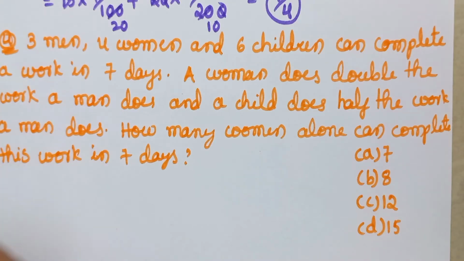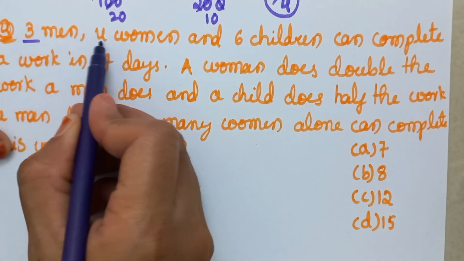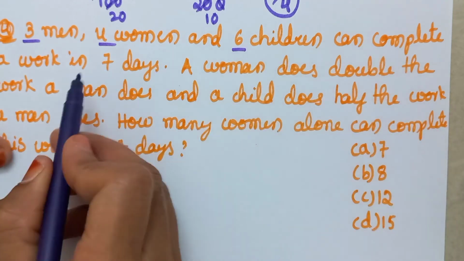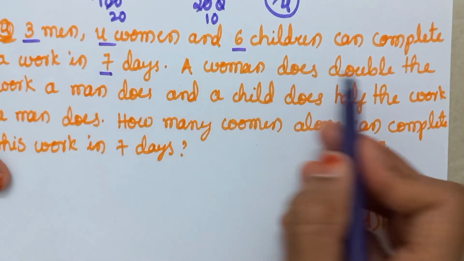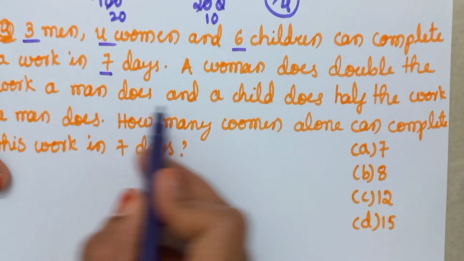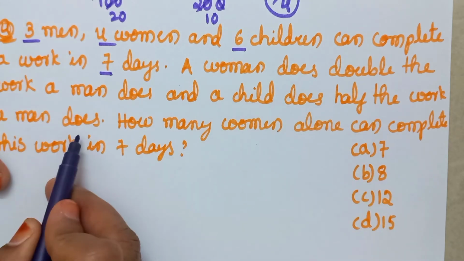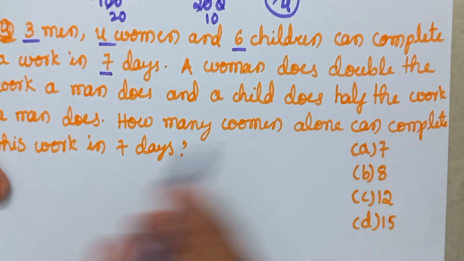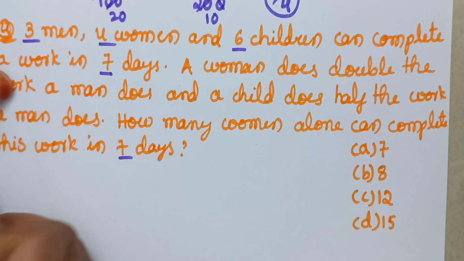Check out the fourth example, that is 3 men, 4 women and 6 children can complete a work in 7 days. A woman does double the work a man does and a child does half the work a man does. How many women alone can complete this work in 7 days? This is the question asked.